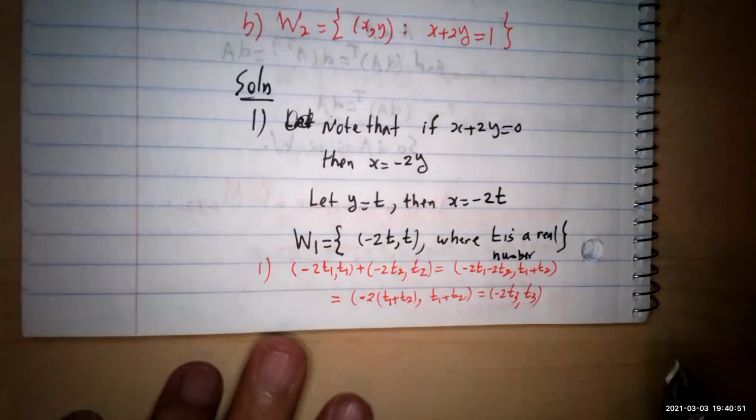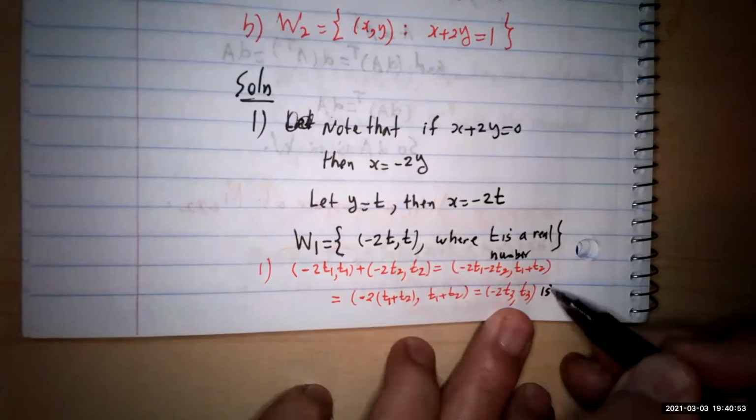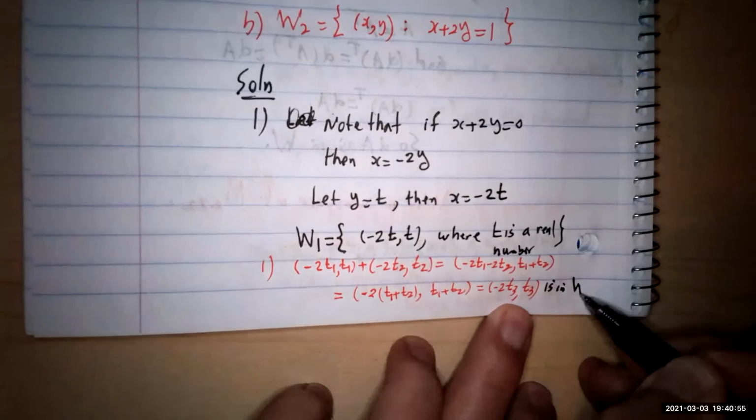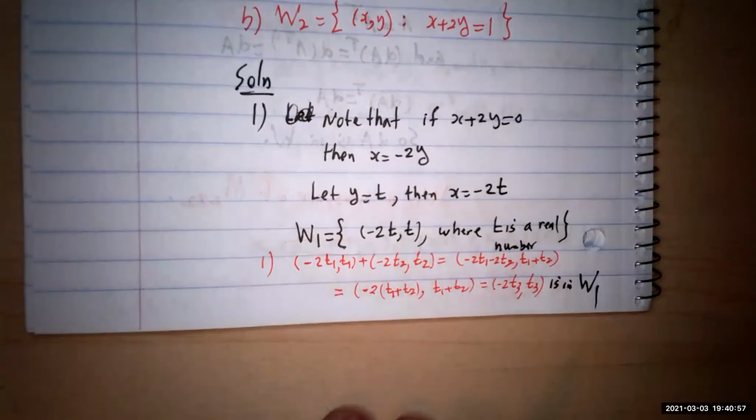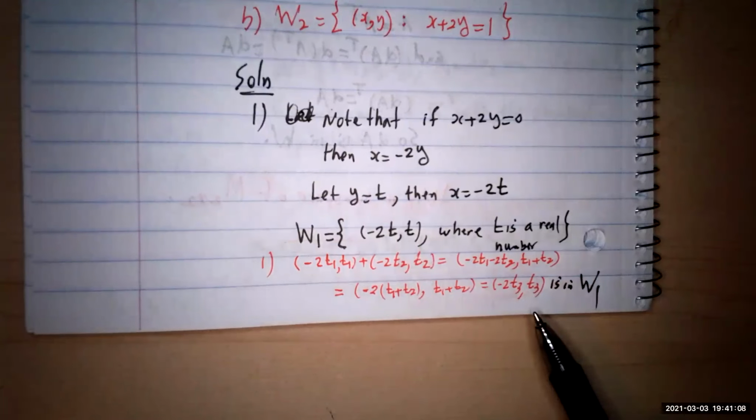So this sum is in W1. You have to prove that if we add two members of your set, you get a similar member. That's the first condition.